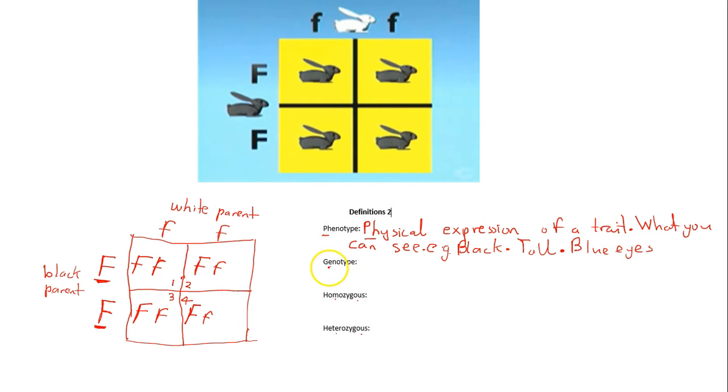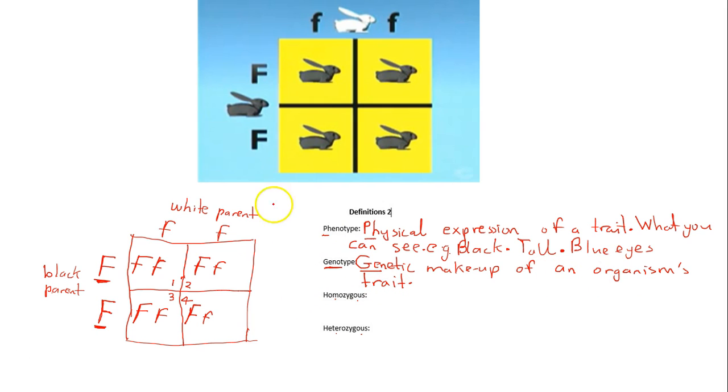Now genotypes are slightly different. With genotypes, you're thinking of what are the actual genes or alleles that are in that living thing, that are in the organism. So the genotype is, we'll call it, the genetic makeup of an organism's trait. That is not a perfect definition, but we will stick with it for now. Genetic makeup of an organism's trait.